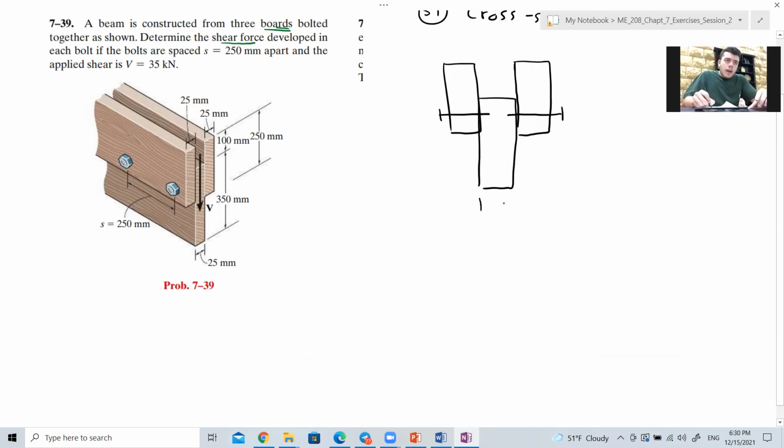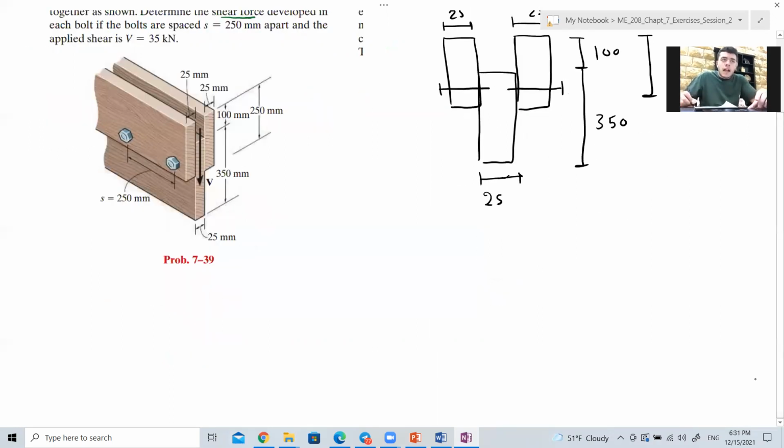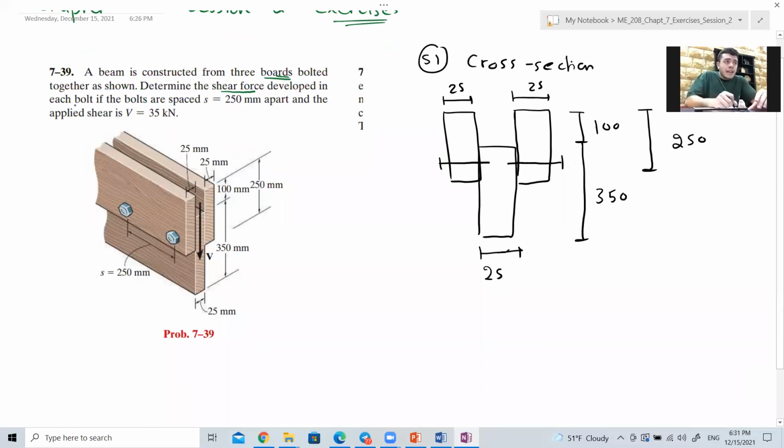Okay, and we have the dimensions. Here you have 25, and you have in here 25. And this distance is 100, and this whole distance is 250. And this distance is 350. Okay, so we have this figure, right? We have this cross section, and we want to find the force in each nail, in each bolt, if the bolts are spaced at 250 millimeter and the shear force is 35 kilonewton.